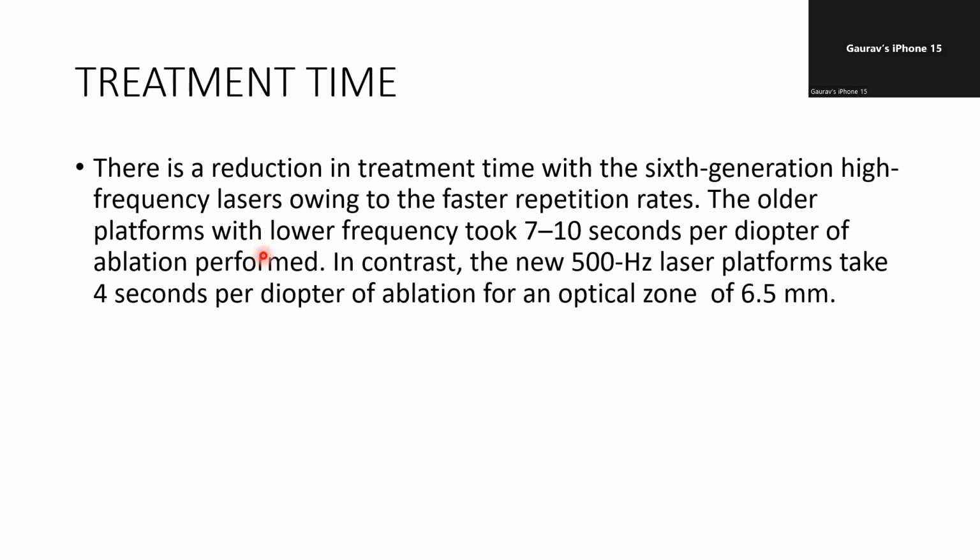With the sixth generation lasers, due to fast repetition rates, there is a huge reduction in treatment time. The older platforms had a lower frequency, hence they took around 7 to 10 seconds per diopter of ablation performed. In newer machines, the 500 Hz laser platforms take around 4 seconds per diopter of ablation for an optical zone of 6.5 mm.